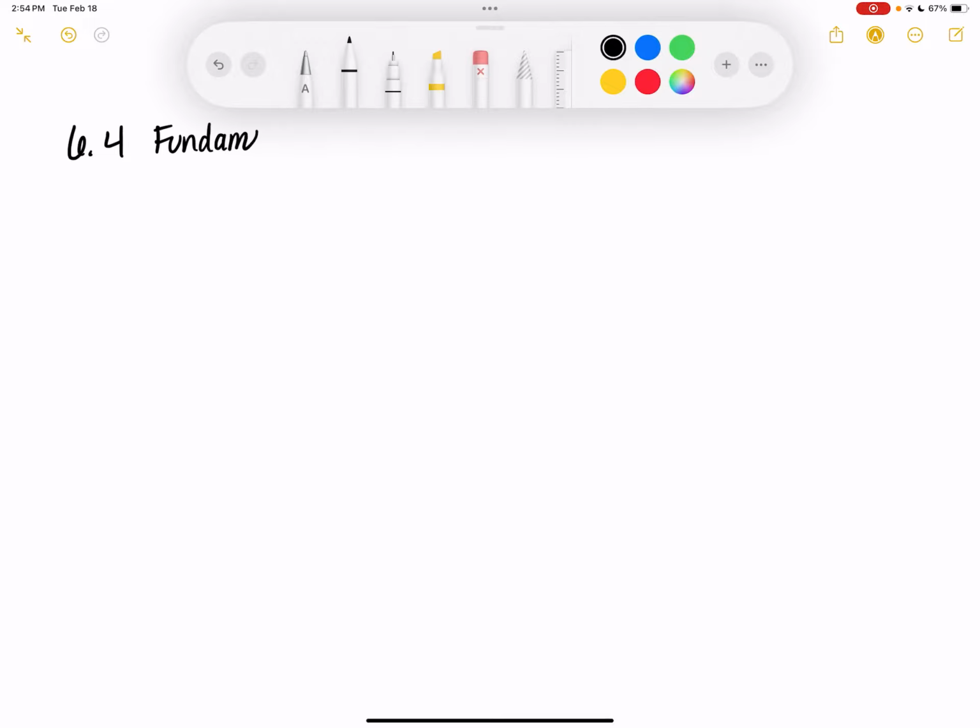6.4, fundamental theorem of calculus. I was like, why does this look so weird? I just completely forgot to put the A. I was looking at it, like, something looks... Examples. Like something's not right.